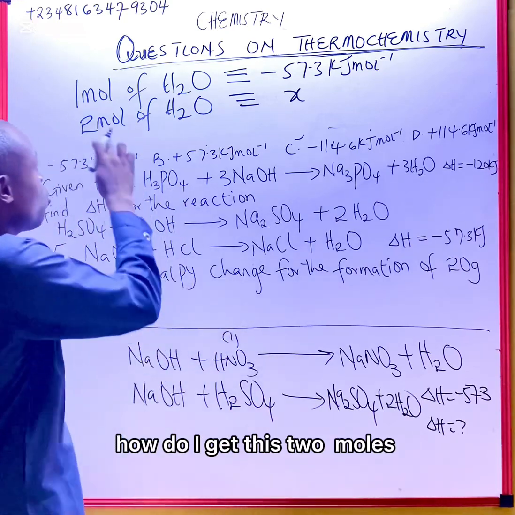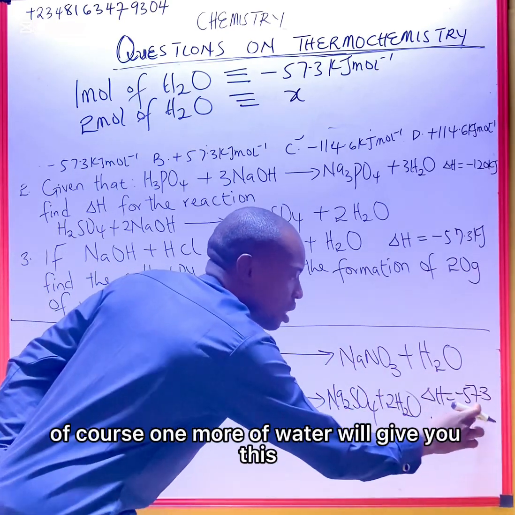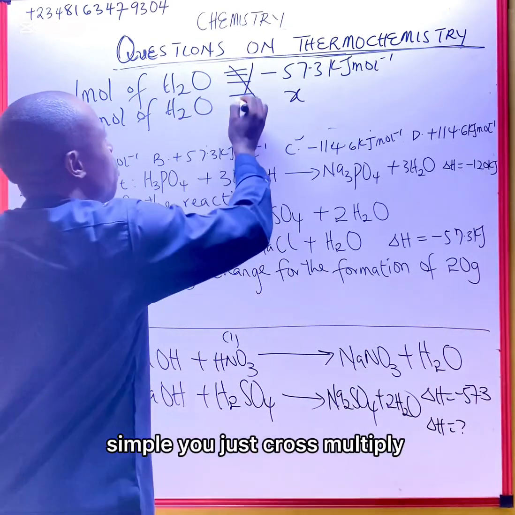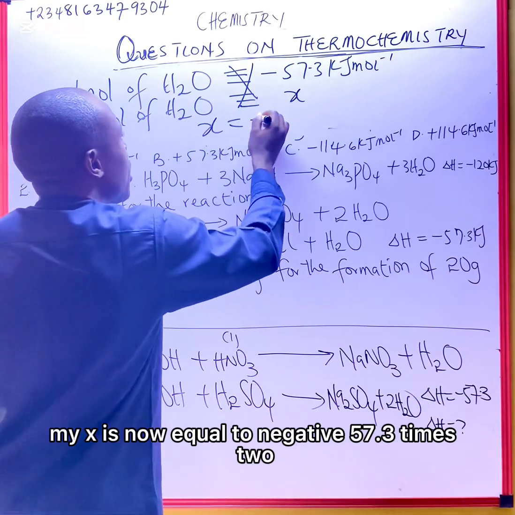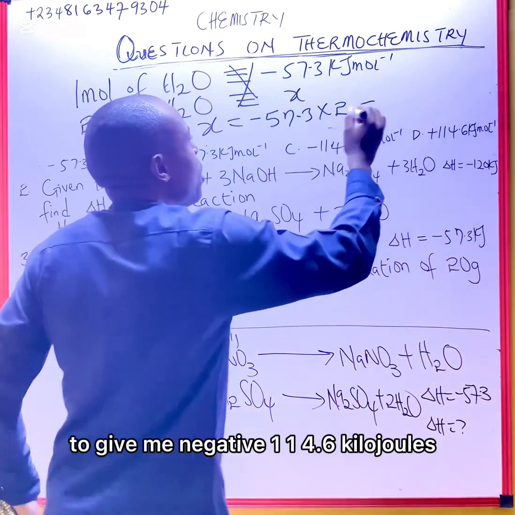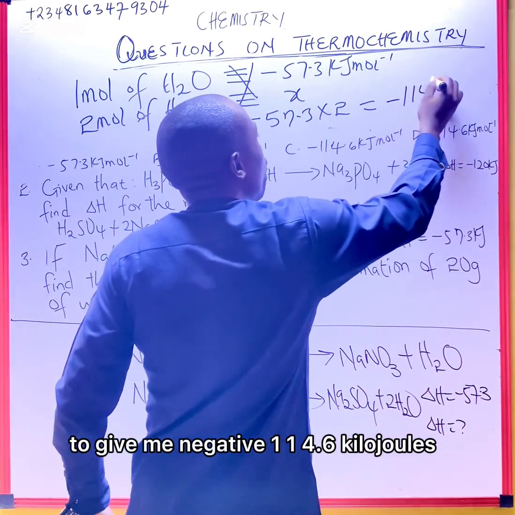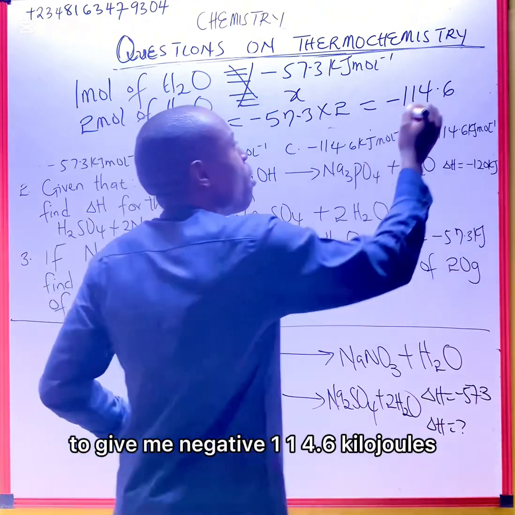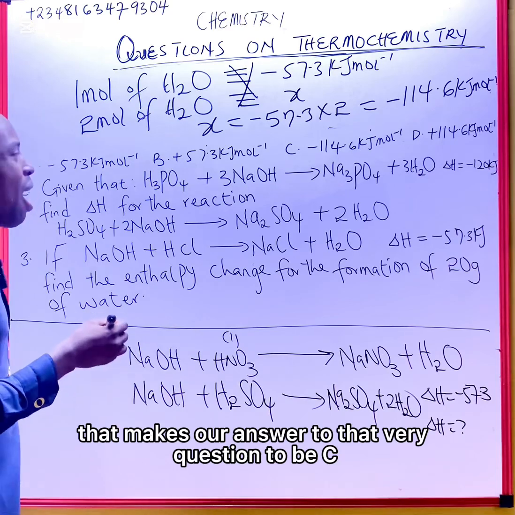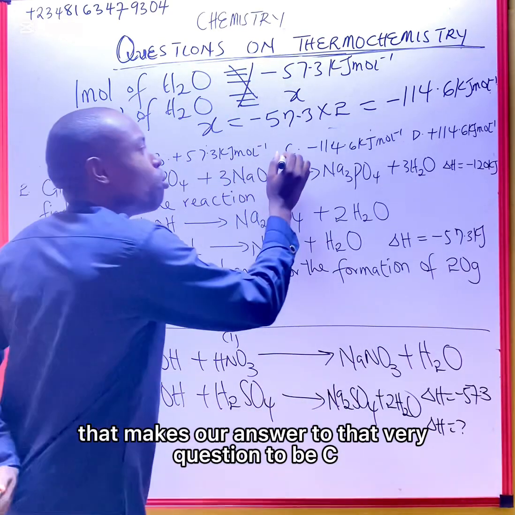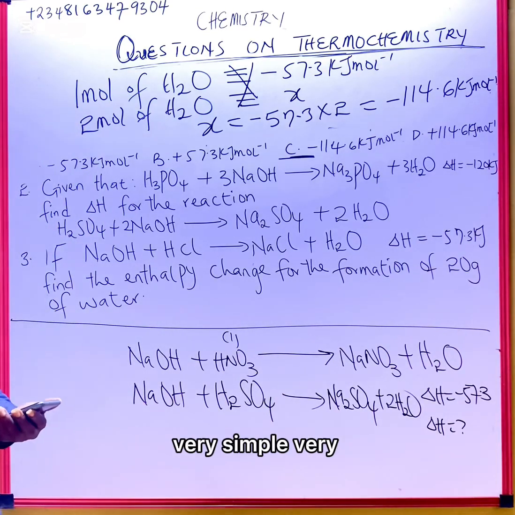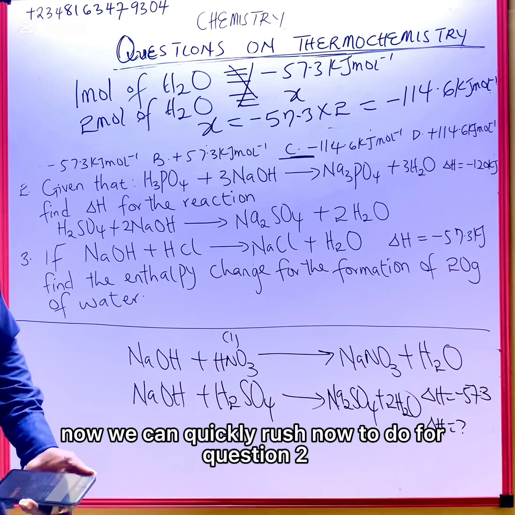Simple. How do I get this 2 mole? Of course, 1 mole of water will give me this. Then 2 mole of water will give you what? Simple, you just cross multiply. My x is now equal to negative 57.3 times 2, which gives negative 114.6 kilojoule. It can be kilojoule per mole or it can be kilojoule. That makes our answer to that very question to be C. Very, very simple.